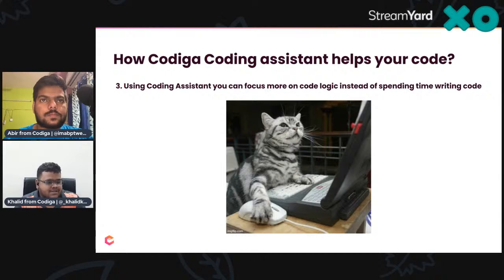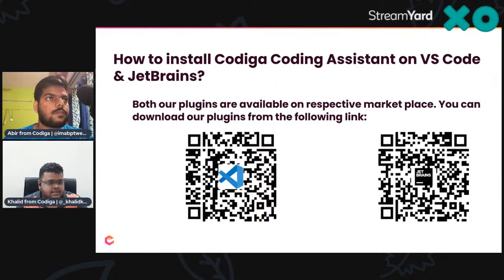Now, using the coding assistant, you can focus more on the code logic instead of spending time writing code. As a developer, our main focus should be to write code logic, not writing the same lines of code again and again. So the next thing is how you install coding assistants on VS Code and JetBrains. Right now, the Codiga coding assistant is available on the two famous IDEs, that is VS Code and JetBrains.